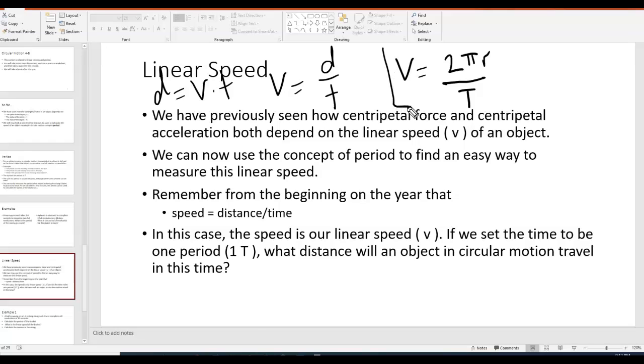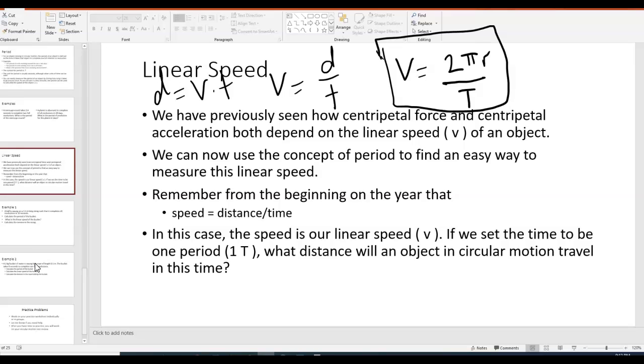Okay, and so this is going to be our last equation, I believe. This equation allows us, if we know the period and if we know the radius of the circle, then we can find v. And once we find v, we can plug that into our other equations. Pause there if you need to write that down. So basically we only have 3 equations. We have this equation here, and we have centripetal force and centripetal acceleration equations.